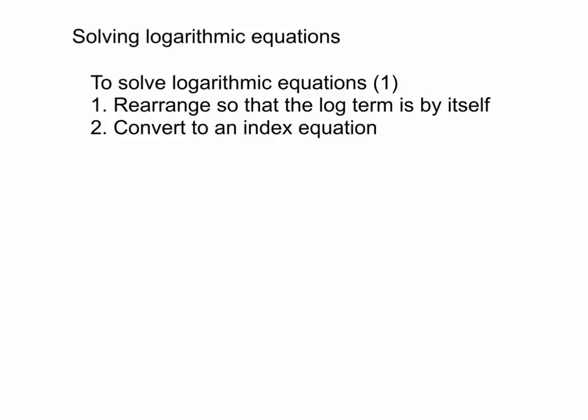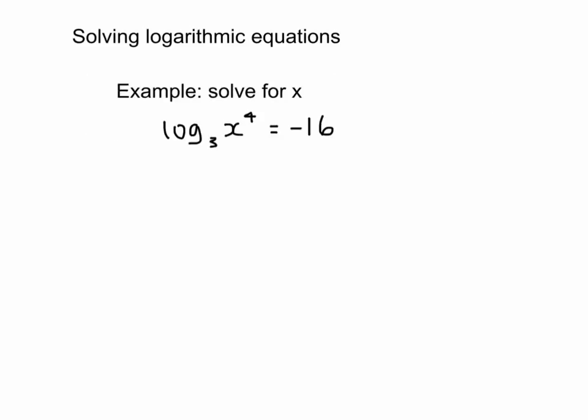Okay folks, so we solve logarithmic equations a couple of ways. First way is to rearrange it so that the log is by itself and then convert it to an index equation. So here's an example. You have to bring that power of 4 down to the front over here. So you get 4 log to the base 3 of x equals negative 16.